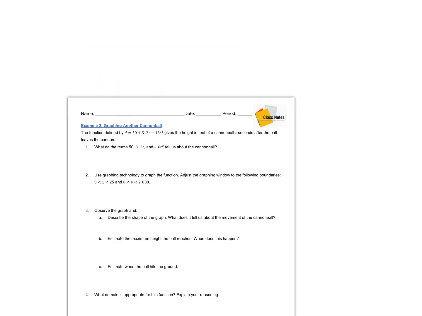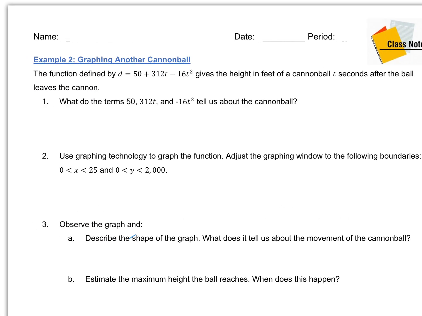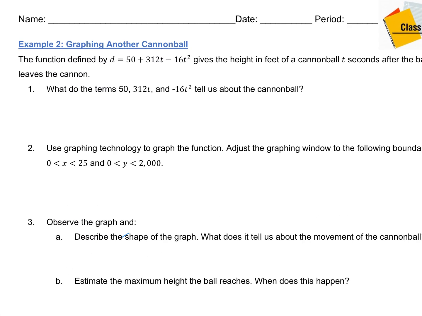Okay, so now we're going to look at another example, and just a friendly reminder, if at some point I go too fast, you can rewind. So now we have a new function. We are just going to practice identifying those key points that we just addressed in that last example. So starting with 50, hopefully you're thinking, oh, that's my y-intercept, or my initial height. The 312t is my velocity. And then, of course, here is gravity.